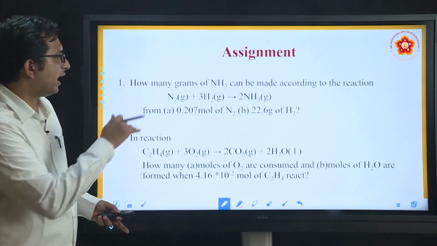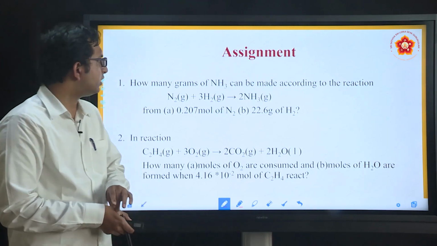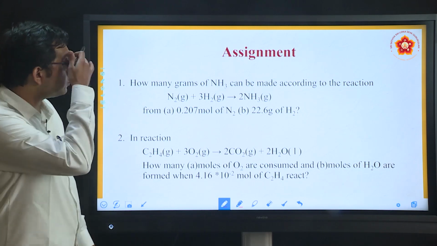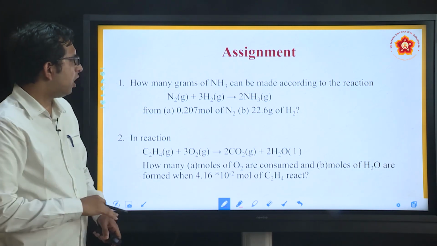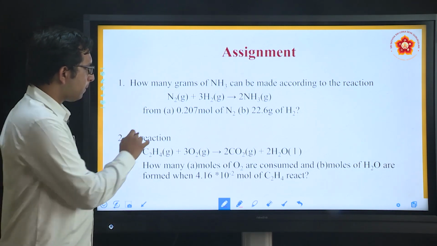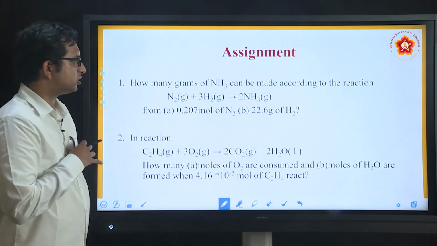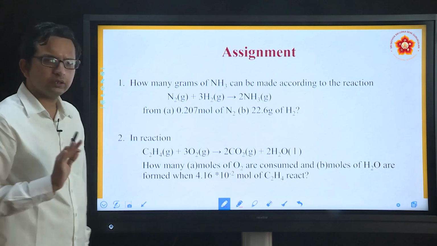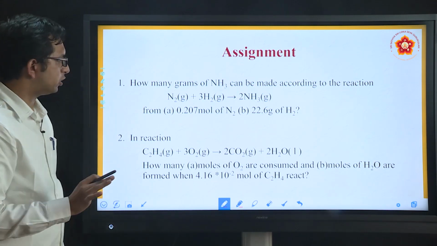So, this is all we had regarding the calculations, and a couple of examples for you for your understanding. How many grams of NH3 can be made according to the reaction from 0.207 mole of N2, 22.6 gram of H2? Now, how do you go about these parts? Just an idea I would like to give you.